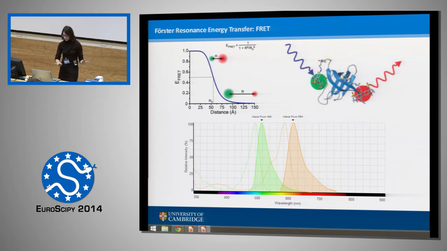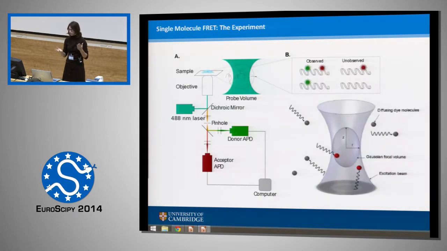So that's the physical phenomenon. What does the experimental setup look like? Well, we have something like this. We have a really dilute solution of molecules that we have dual labeled. And we fire a laser through that really dilute solution to basically excite the donor fluorophore. And then we have two photon counting devices that collect photons that are emitted from the donor and from the acceptor fluorophores. And then we can look at the ratio of those to see how far apart these fluorophores are.